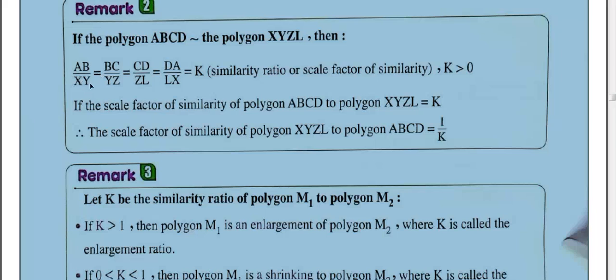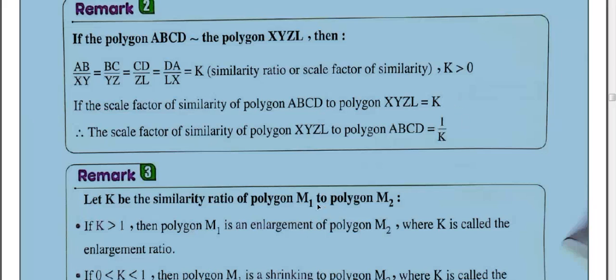AB over XY equals BC over YZ equals CD over ZL equals DA over LX equals K. K is the similarity ratio or scale factor of similarity, and K is more than 0. If the scale factor of similarity of polygon ABCD to polygon XYZL equals K, then the scale factor of similarity of polygon XYZL to polygon ABCD equals 1 over K. We take the inverse of the constant.